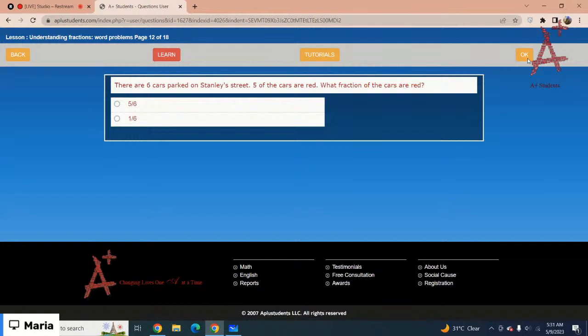Okay, there are 6 cars parked at Stanley Street. 5 of the cars are red. What fraction of the cars are red? Which is the correct option?